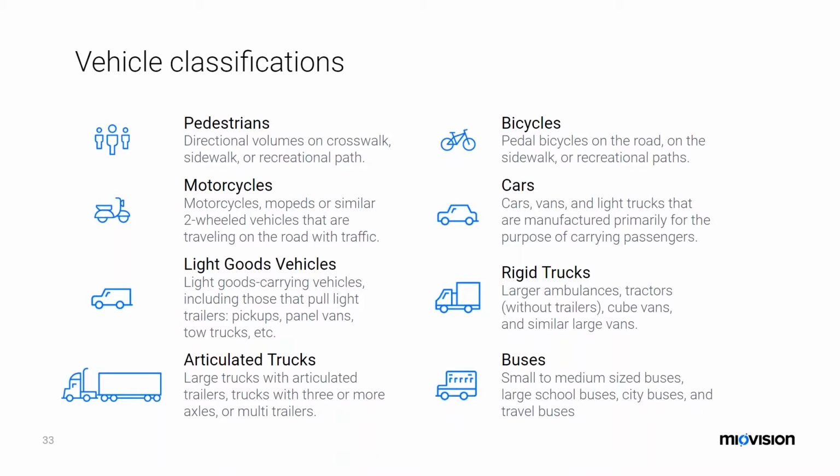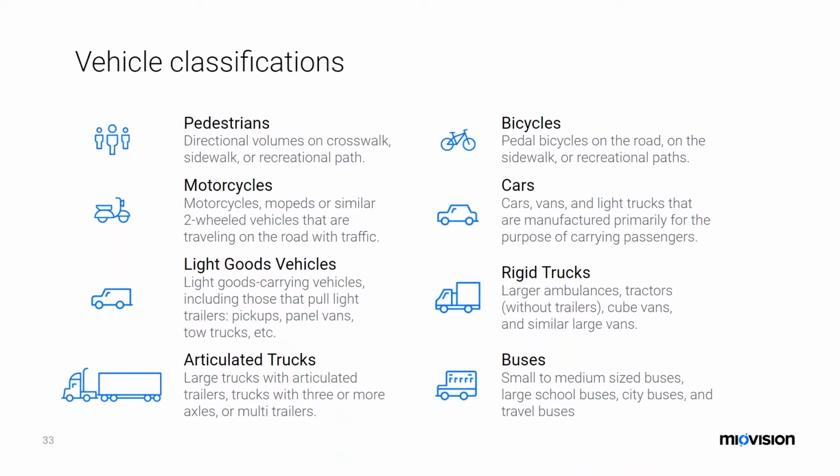The primary classes we have for crosswalks are pedestrians and bikes. So we would include these if they cross on or near the crosswalk. Pedal bikes are also included or can be included as a road classification. So our standard vehicle classifications up on the slide: bicycles, motorcycles, cars, light goods vehicles, rigid trucks, articulated trucks, and buses. These are the classes that we provide, and then when you're uploading the video, you can select all of these classes or smaller subsets.